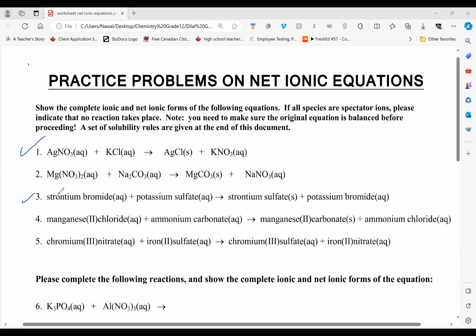We write it, and this is the only difference. Number 6, you have to complete. You have to guess the products. So there are 3 types of equations. In the test, you will get them. Why?